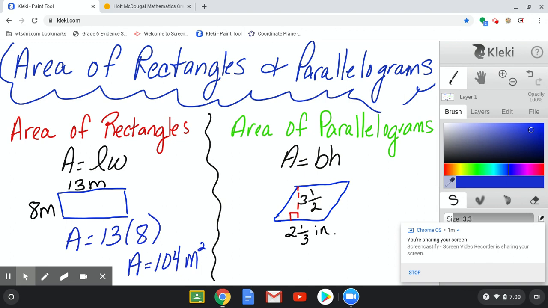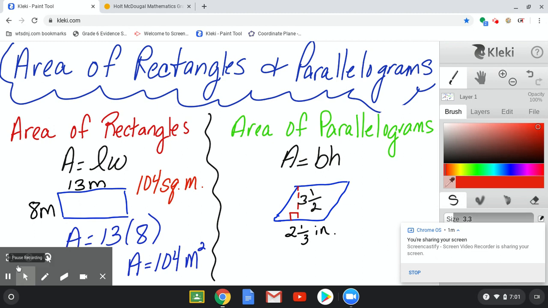Now, for assignments in Google Classroom or assignments in GoFormative, you're not going to actually be able to put the exponent of 2. So if you can't do an exponent, you would just say 104 square meters. All right, and that's the same thing. So that's pretty basic. Area is equal to the length times the width. You multiply and you have your area of rectangles.